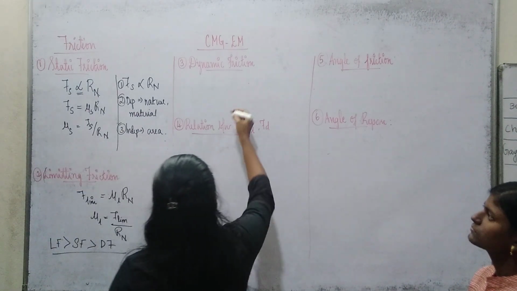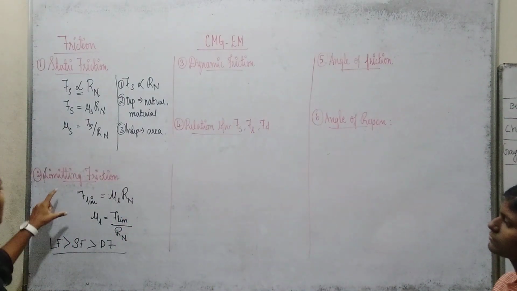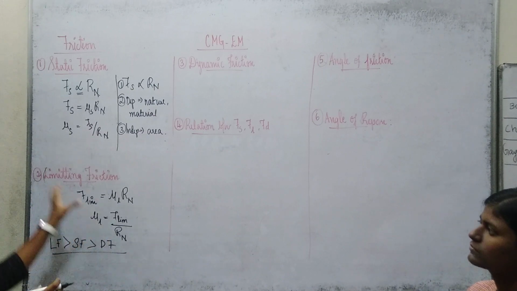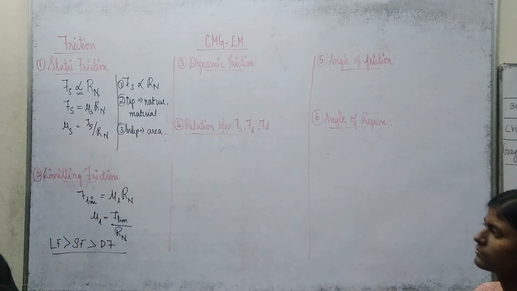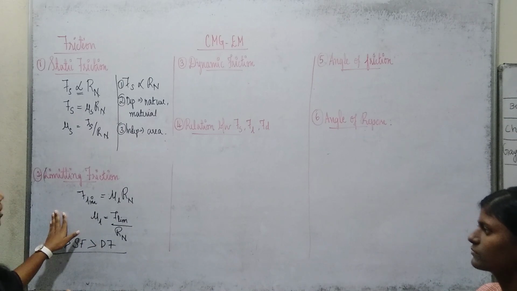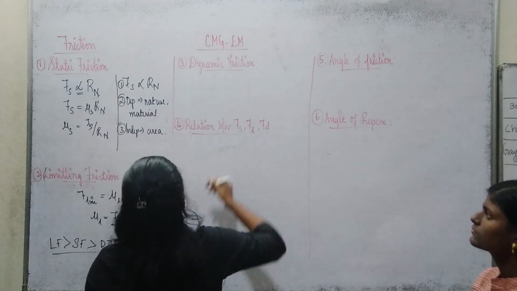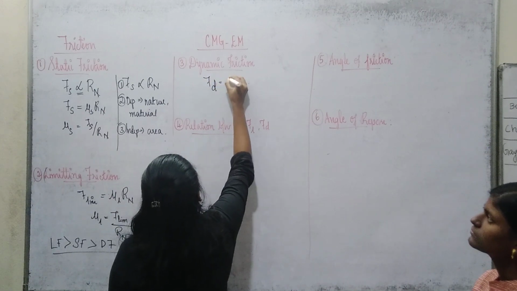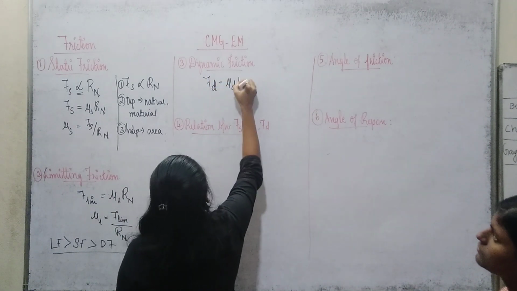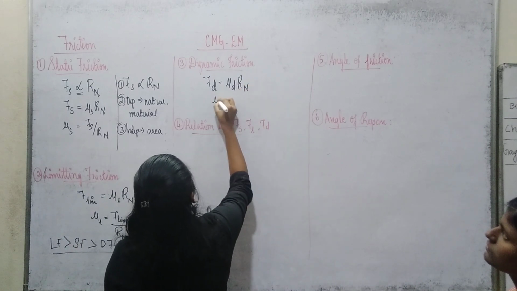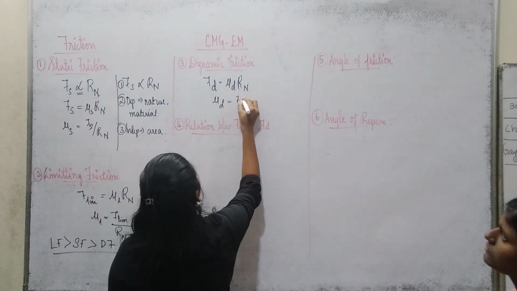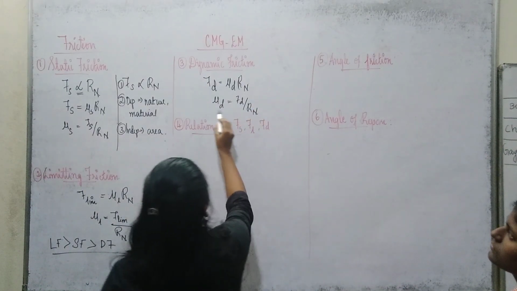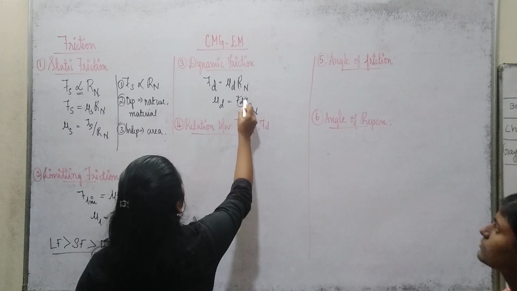Next one is dynamic friction. Limiting friction is the maximum friction from which the body tends to move. The maximum amount of friction that we give to a body from which it tends to move is limiting friction. Then dynamic friction, we denote it as Fd is equal to mu d N. Mu d is equal to Fd by Rn, only the denotation will change.